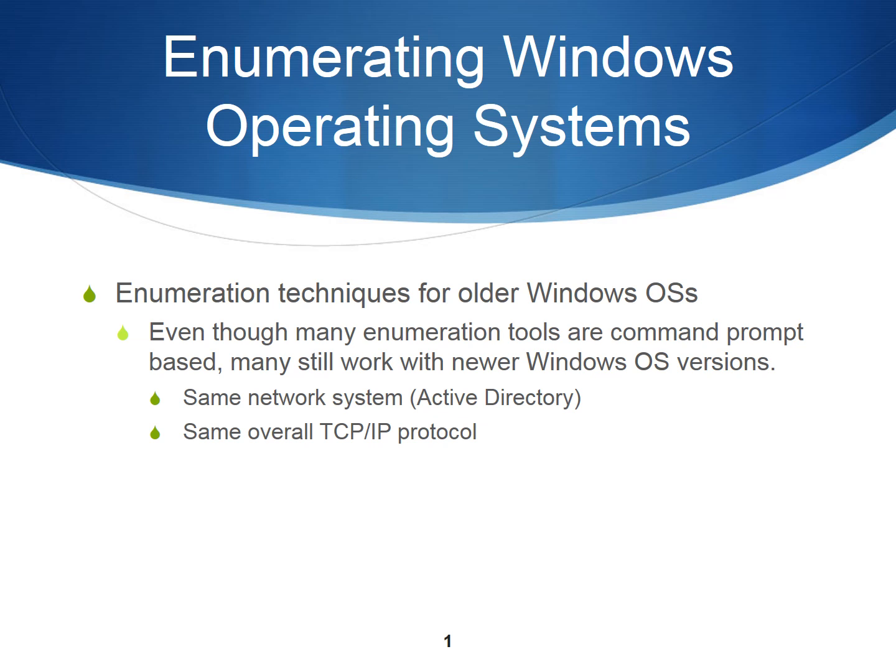Enumerating Windows operating systems. It is important to note that even though many of the enumeration hacking tools presented are command prompt based, this does not limit their effectiveness. In fact, many enumeration techniques for older Windows OSs still work with newer versions because Windows still uses the same Active Directory networking system as well as the same TCP/IP protocol since the 1960s when it was first developed. Therefore, this is something to consider when planning for security on Windows systems.